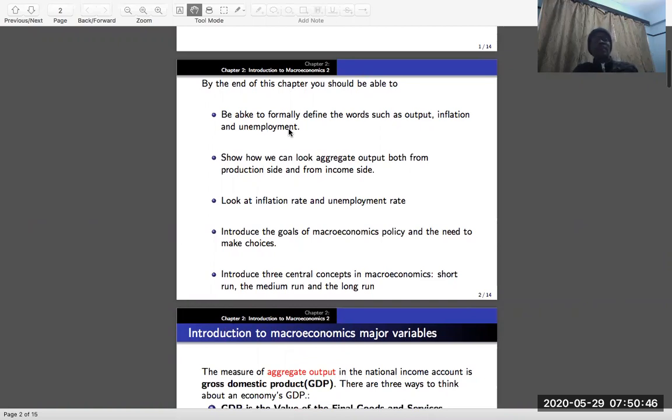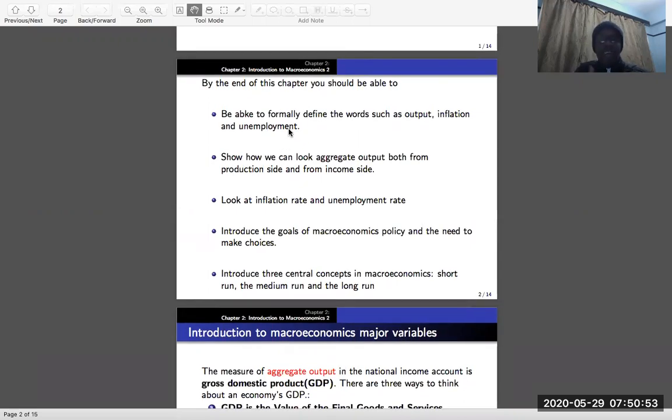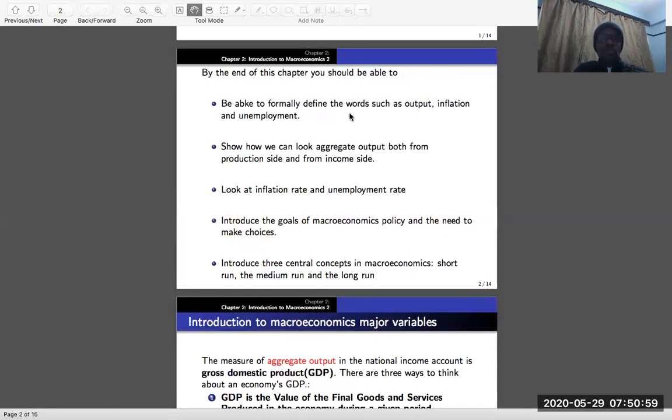So in this chapter, I'll just start to give you a background, which we have already done in class, but just for learning purposes, I hope that this will be a good building block for it. By the end of this chapter, you should be able to formally define words such as output, inflation, and employment.